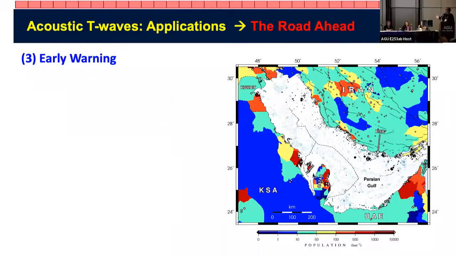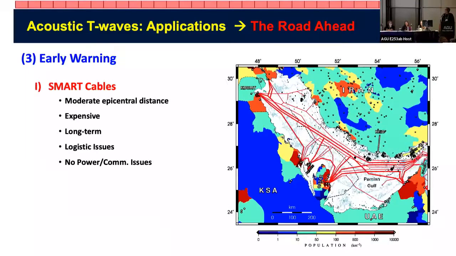And finally, in terms of early warning, how can we do this? Well, this is a population map of the region, and I've marked the earthquakes there. One approach would be smart cables. There are tons of telecom cables over there. You can just put really cheap microphones on the repeaters. And there are advantages to this. There are going to be no power or communication issues, but it's going to be expensive. There are going to be logistic issues.